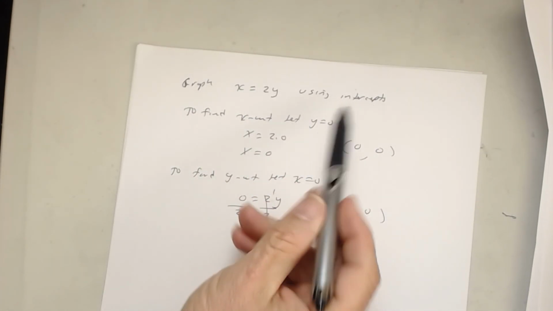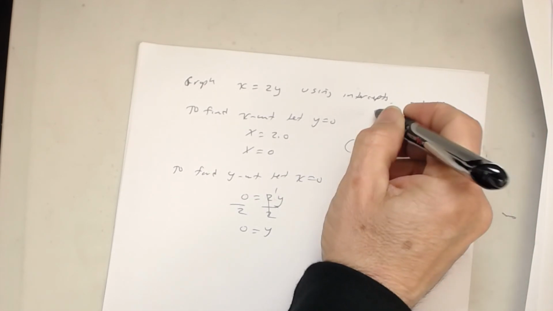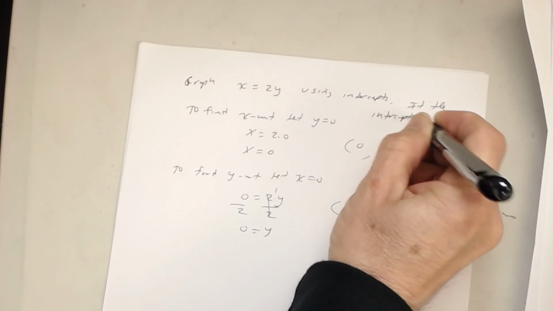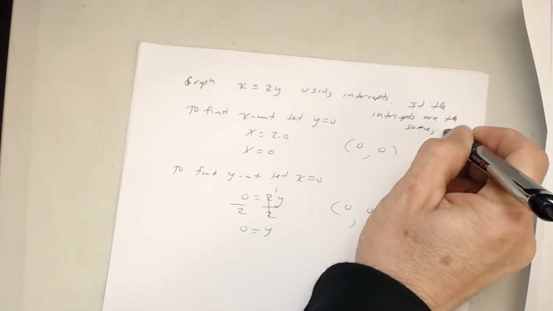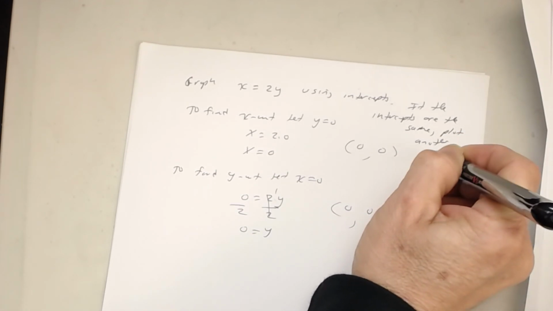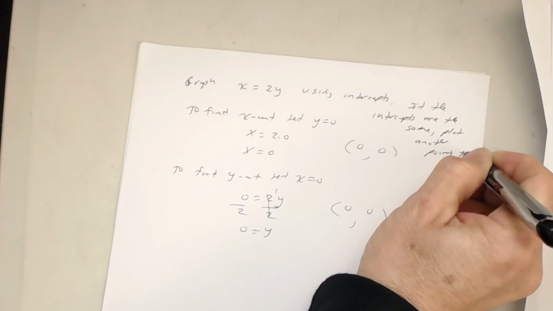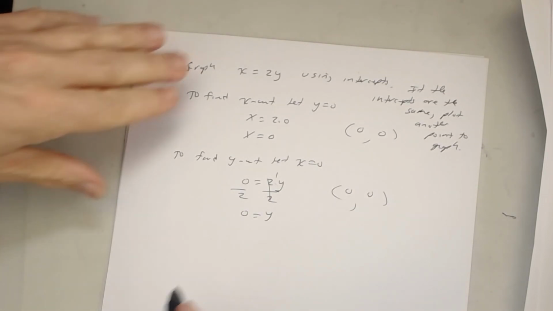Graph x equals 2y using intercepts. If the intercepts are the same, plot another point to graph. Yeah. Well, not any point. You have to make sure it satisfies that equation. So what I would then do is draw a t-table.